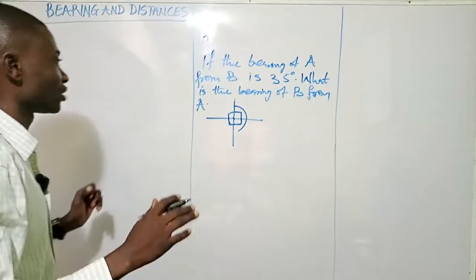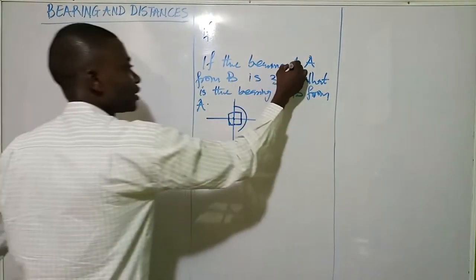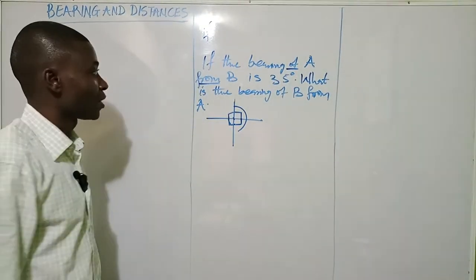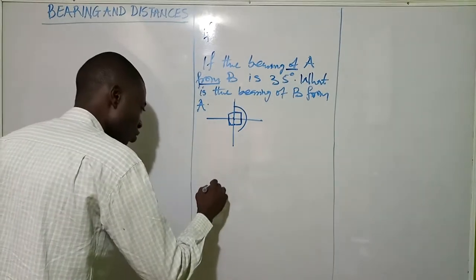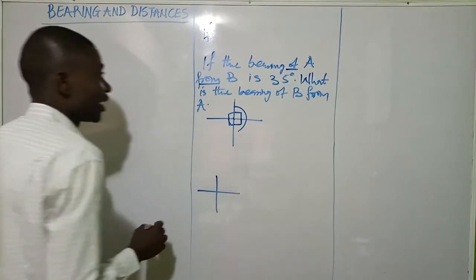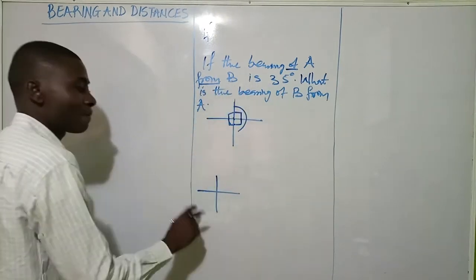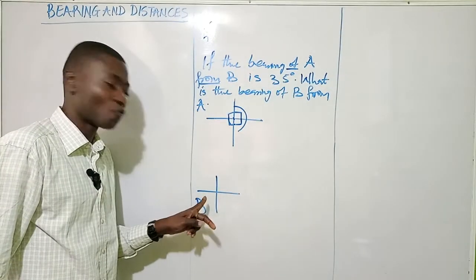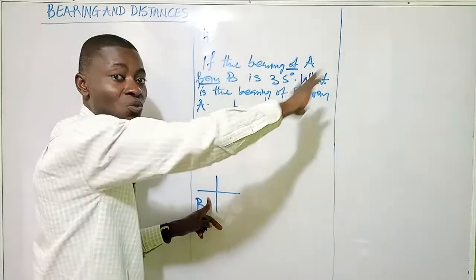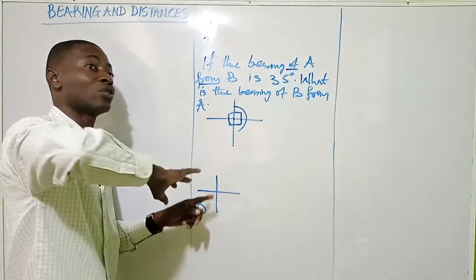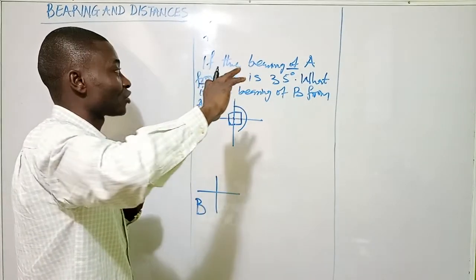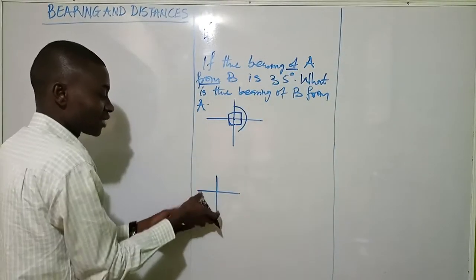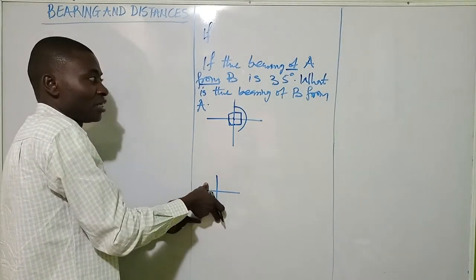Now, when you see a question like this, what does it mean? We need to understand what "of" and "from" mean. These are the two key words we want to identify. The first thing you must do is draw this. If the bearing of A from B, so this is going to be B, because it's from this point here. That means that A is somewhere else, and the bearing is going to lead us to the direction of wherever A is.